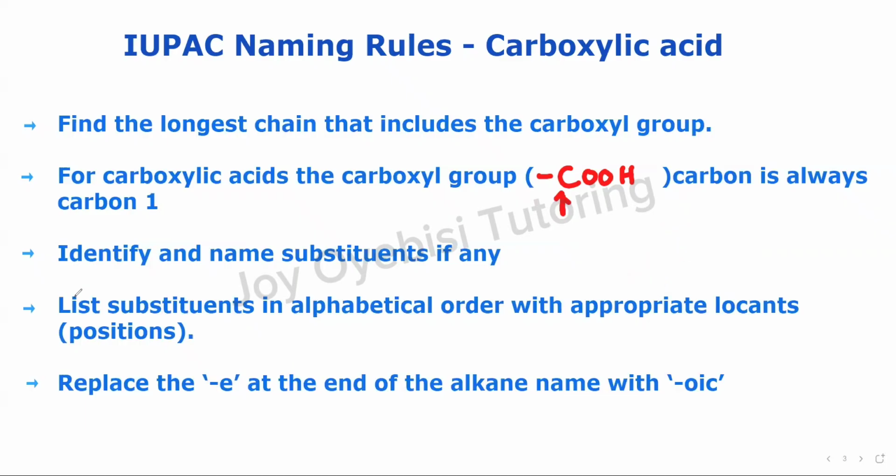Wherever it is, that's where the 1 starts from. The third one is to identify and name substituents if there are any. List the substituents in alphabetical order with appropriate locants. Locants are the same as positions, so make sure you are adding the positions when you name them. And the last one is to replace the E at the end of the alkane name with OIC.